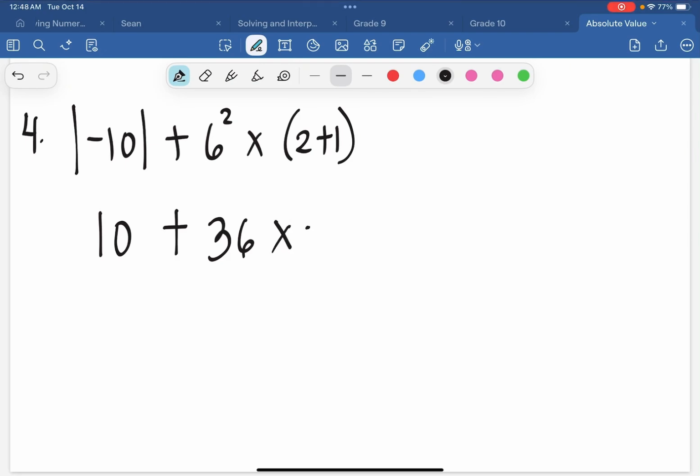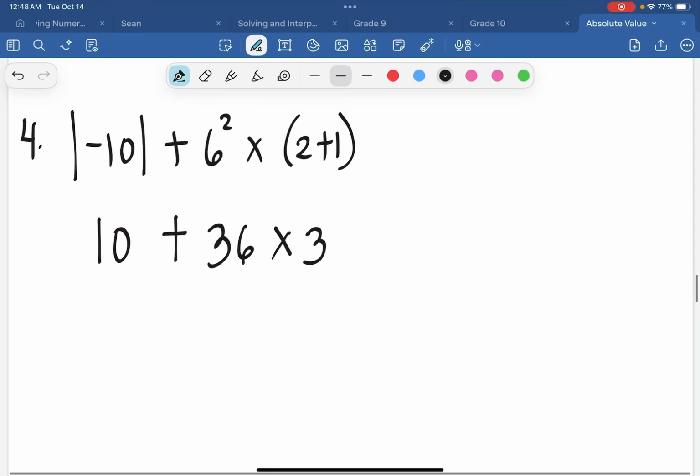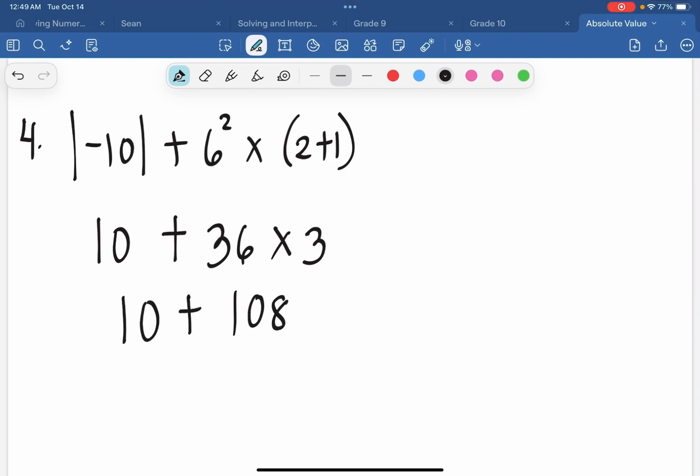Then times 3. And again, the multiplication goes first before the addition. So 36 times 3 is 108. And of course, the last part is 10 plus 108 is 118.